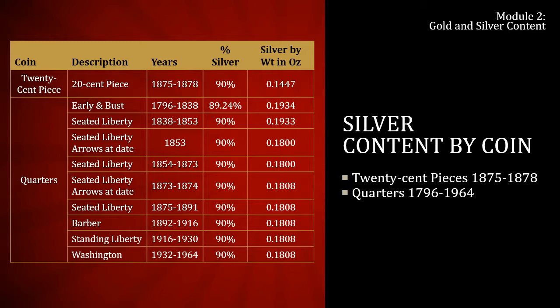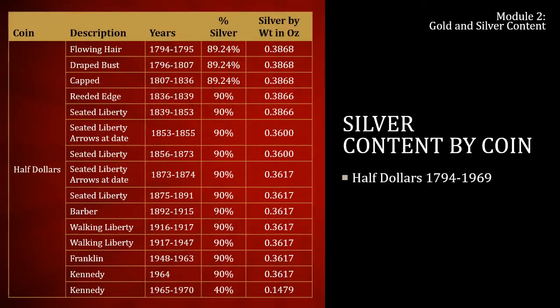Next table is 20-cent pieces and quarters. All of them except the early and bust quarters were 90% silver. The early and bust 1796 to 1838 were 89.24% silver. Next table covers all the half dollars. Same format, same approach.